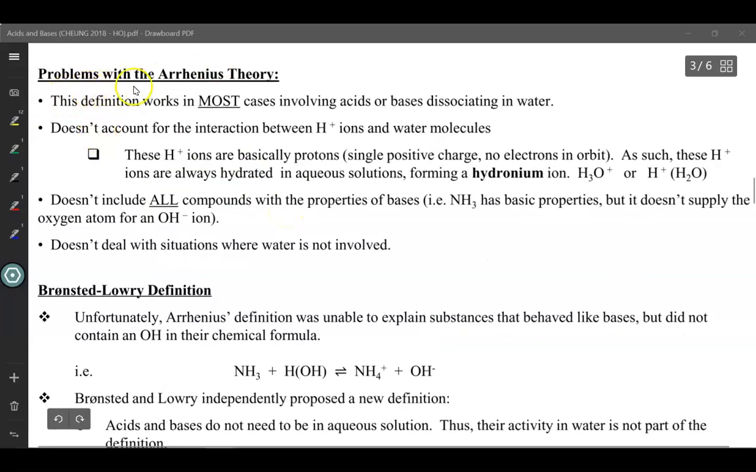You see, there are a few problems with the Arrhenius definition. Although this theory works in most cases involving acids or bases dissociating in water, it doesn't account for the interactions between H+ ions and water molecules. Let's look closely at the hydrogen atom.